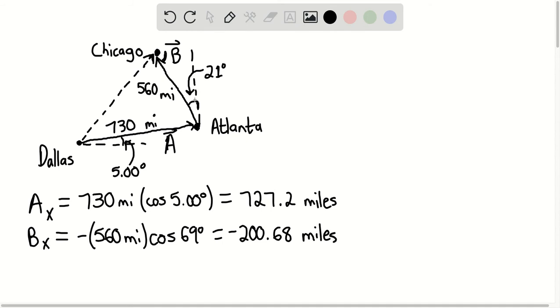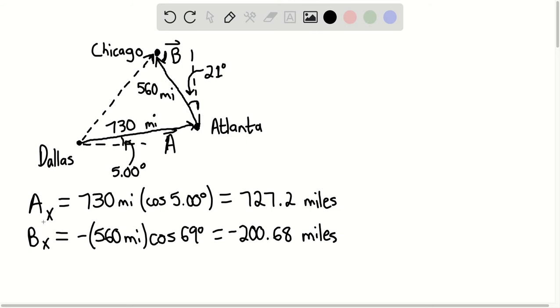Again, if we were to take cosine of 21 degrees, we would be getting this distance here, which is not in the x direction. So we could either say cosine of 69 degrees, or multiply by sine of 21 degrees. Those would equal the same exact number.